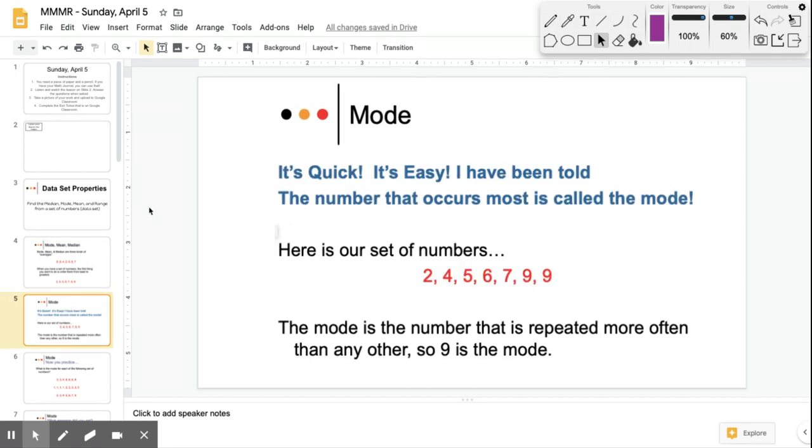We are going to start with mode because it is the easiest. It's quick, it's easy. I have been told the number that occurs most is called the mode. Here is our set of numbers: 2, 4, 5, 6, 7, 9, 9. As you can see, they are in order from least to greatest. The mode is the number that is repeated more often than any other. So in this case, 9 is going to be the mode because that's the number we see more than once. We see it more than any of the other numbers.